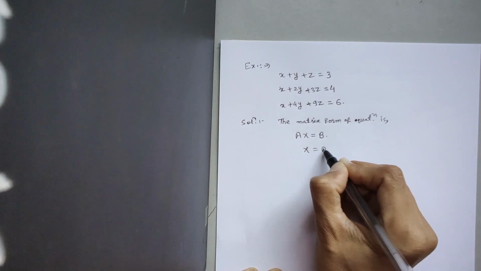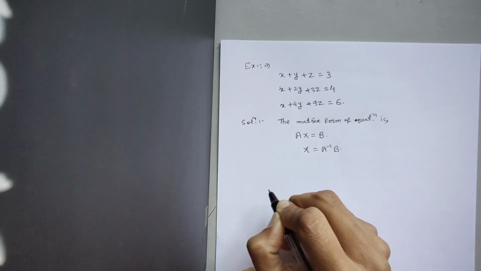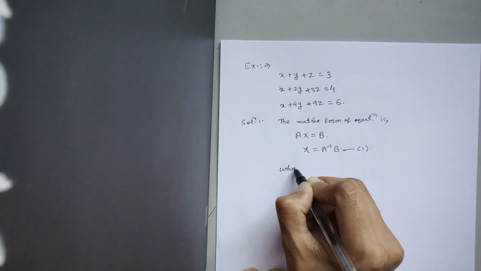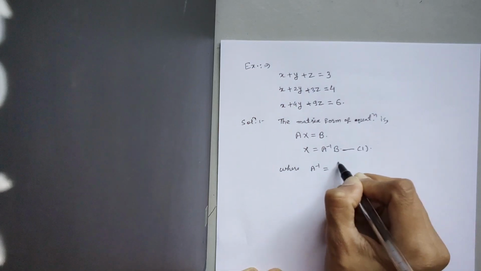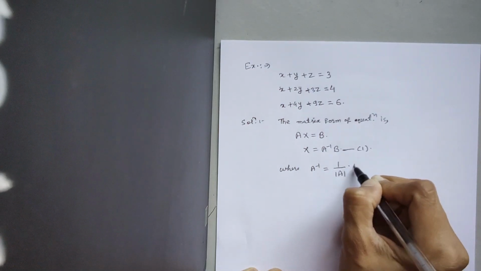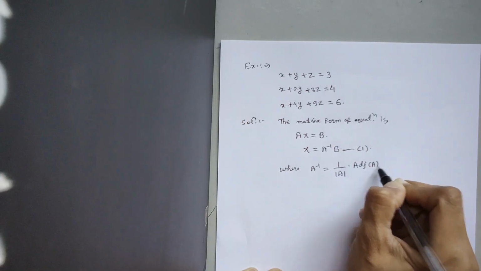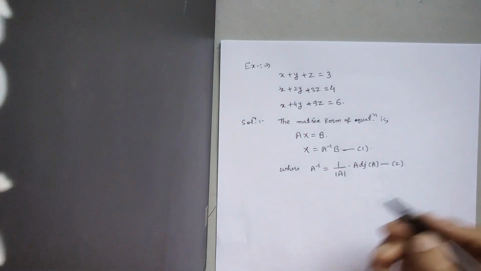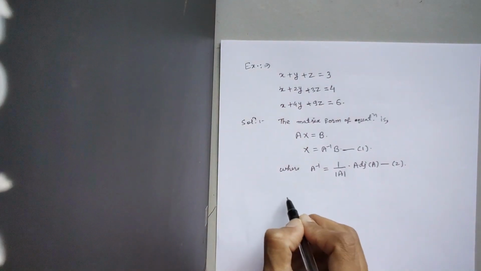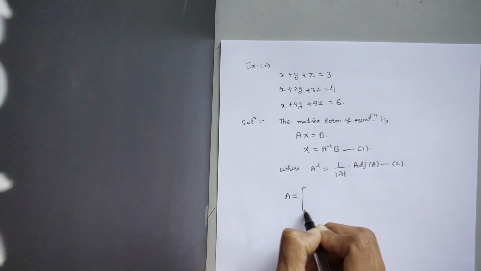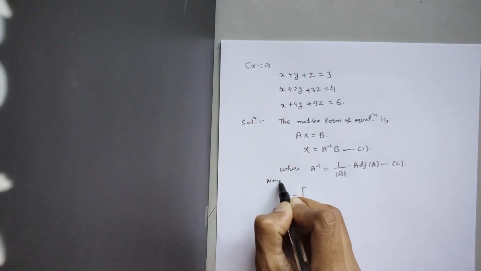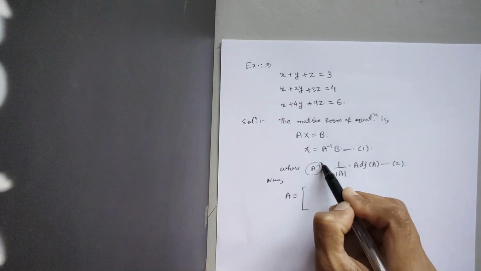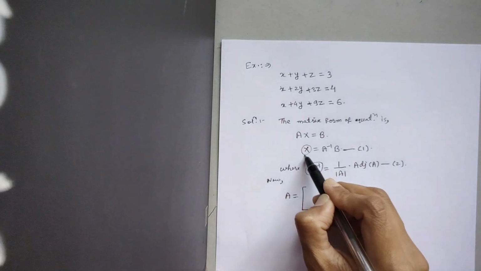Hence x equals A inverse of B. Equation 1, where A inverse is given by 1 upon mod of A into adjoint of A. Equation 2. Okay, right? Clear? Now I will write A, which is the matrix of coefficients. One by one we are starting. So our first target is finding A inverse, and then our second target is finding X, the matrix of unknowns.